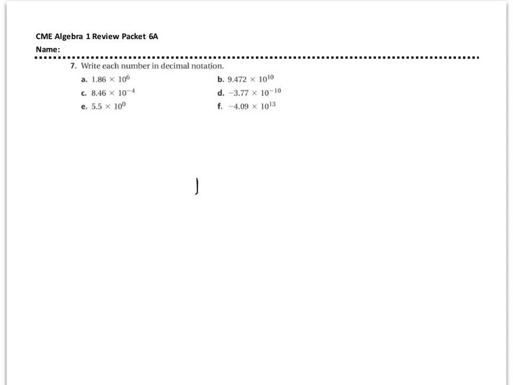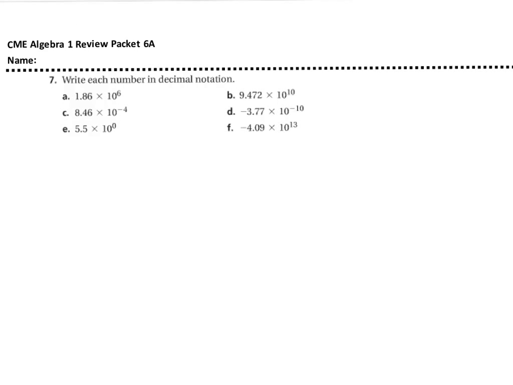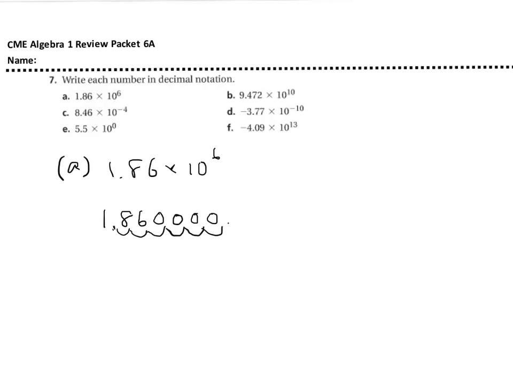Write each number in decimal notation, so it's backwards. So we have, let's see, A is 1.86 times 10 to the 6th power. So 1.86. We're gonna move this decimal 6 times to the right. So go 1, 2, 3, 4, 5, 6. So we have 1,860,000.